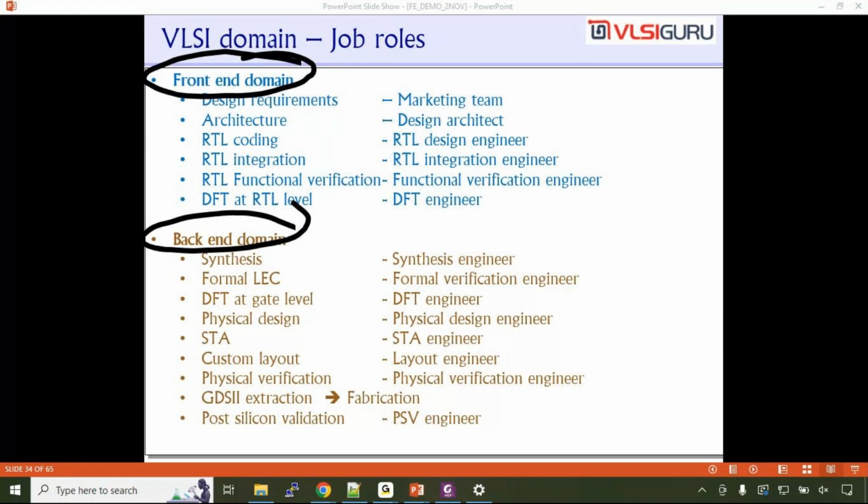Let's say you selected the backend domain. Up to 2 months, you have the option to move here, you have the option to move here.